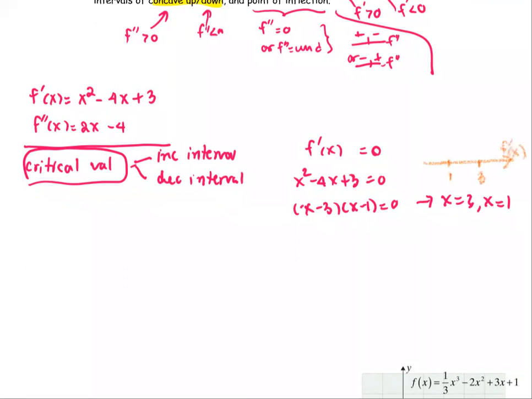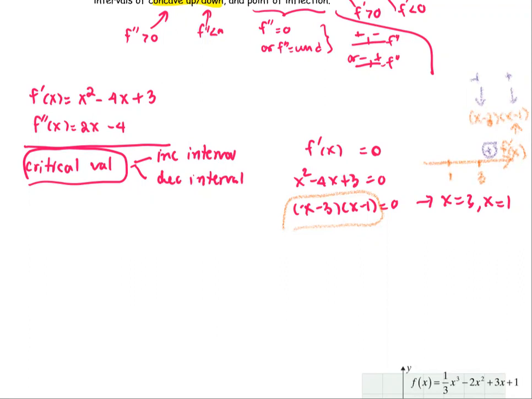Locate the two numbers 1 and 3 on the f prime line. Recall the f prime is in factor form from what we just did while solving for the critical values. I will use the completely factored form, which makes it easier to determine the positive or negative sign. Think about a value greater than 3. Replace it in the first factor, you get a positive sign, and in the second factor you still get a positive sign. Positive times positive gives a positive product, the sign of f prime.